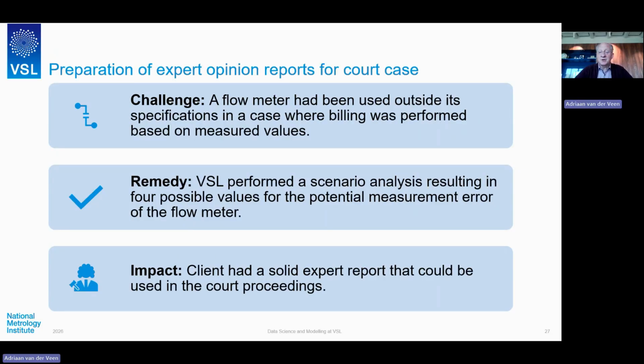We also occasionally prepare an expert opinion for court cases. A flow meter had been used outside its specifications in a case where billing was performed based on measured values. And as you probably know, that should, of course, be within the specifications. There we performed scenario analysis resulting in 4 possible values for the potential measurement error of the flow meter. And on the basis of that, the client had a solid expert report that he could use in the court proceedings.